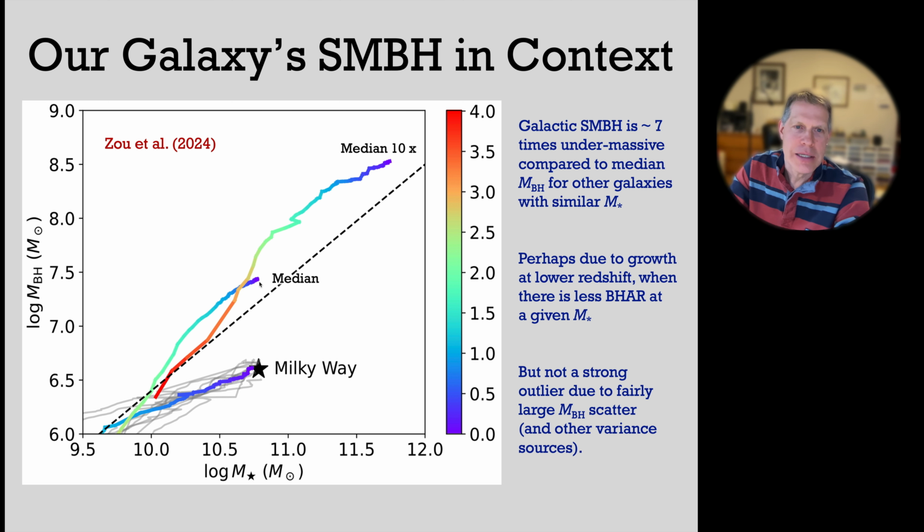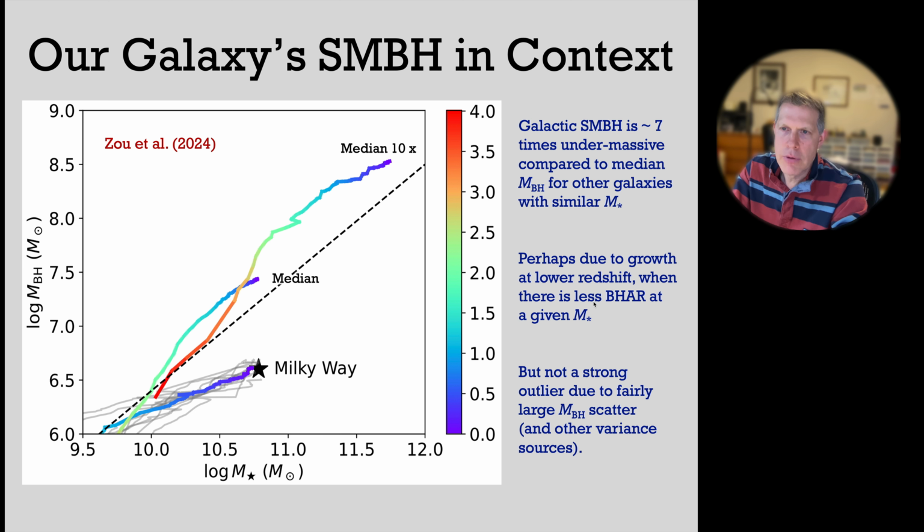Why is our galaxy producing a black hole that's so undermassive? Why is our galaxy underperforming? Well, there are several possibilities. The most straightforward way to explain that would be that perhaps our galaxy, compared to other galaxies that end up at the same stellar mass, actually grew at somewhat lower redshift.